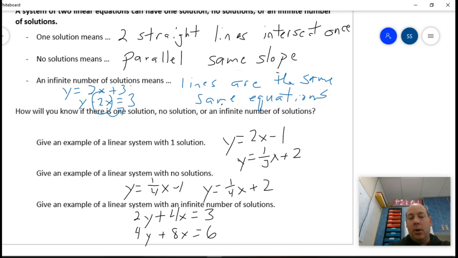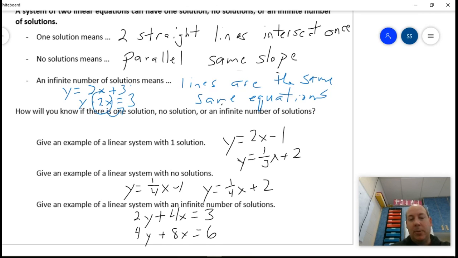So again, one solution, different slopes. They're going to intersect once. No solution, the exact same line, meaning their slope is the same. I'm sorry, let me back up. No solution means not the exact same line, means parallel lines, my bad. Parallel lines, which means their slope is the same, but they have a different y-intercept, because they're touching the y-axis at different points. And an infinite number of solutions are the exact same equation.